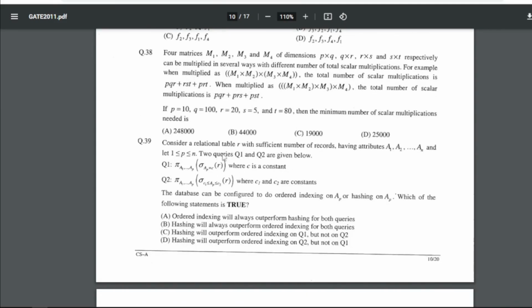39: Consider a relation table R with a sufficient number of records having attributes A1, A2 up to An, and let 1 is less than or equal to p is less than or equal to n. Two queries Q1 and Q2 are given below. The database can be configured to do ordered indexing on Ap or hashing on Ap. Which one of the following statements is true? So for 39, our answer will be C, that is hashing will outperform ordered indexing on Q1 but not on Q2.